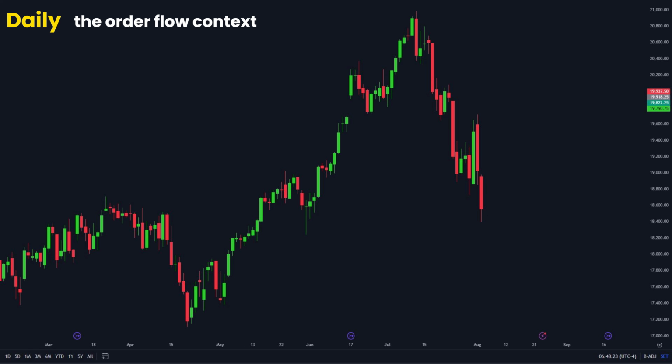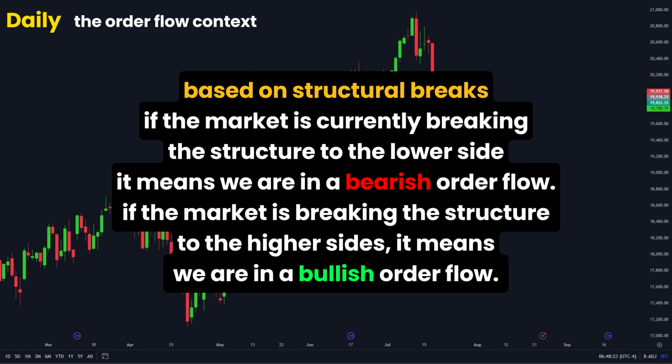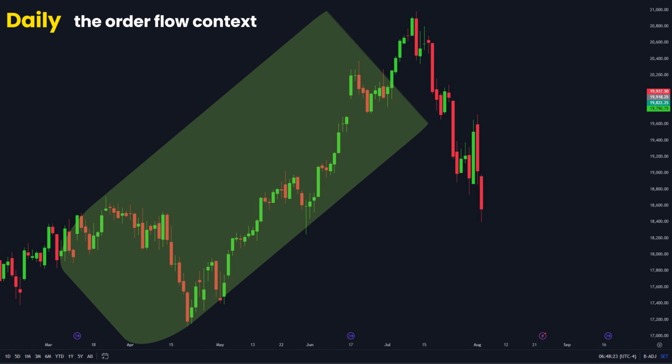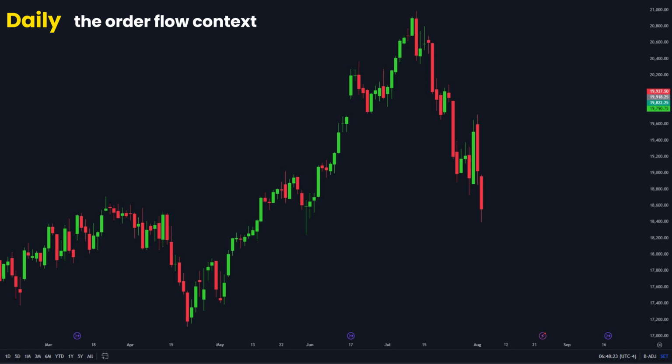The first one is mechanical, meaning it's based on structural breaks. If the market is currently breaking the structure to the lower side, it means we are in a bearish order flow. If the market is breaking the structure to the higher side, it means we are in a bullish order flow. The second method is about being able to look at the chart and easily define the direction just by looking at it. If the chart is confusing and you can't easily define the direction in 5 seconds, it's better to switch to another pair or another index.